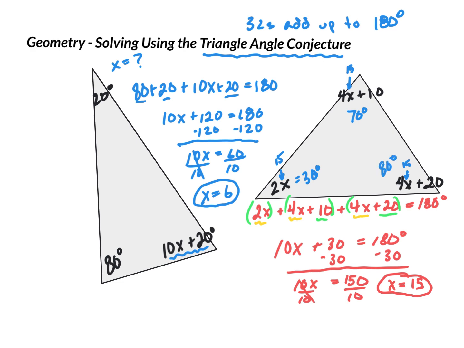So be very, very wary of what the question is asking. Is it asking to just simply solve for x, or is it actually asking for what the angle is? Of course, if I did that in this first example, what's 10 times 6 is 60 plus 20 is 80. So that angle is 80 degrees. So just read the question to know what you're being asked to give as your final answer.